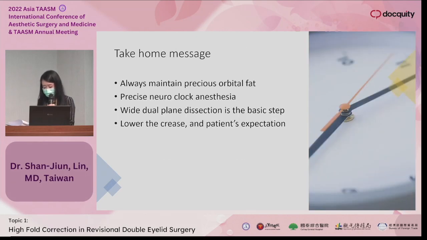Here is the take-home message. We always maintain preaponeurotic orbital fat, which is very important to prevent adhesion. Precise nerve block anesthesia is the key to symmetry, while dual plane dissection is the basic step of high-fold correction. And we always lower the crease and the patient's expectation at the same time.